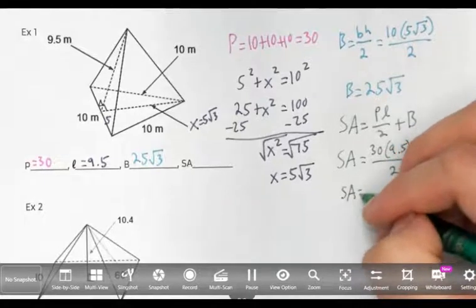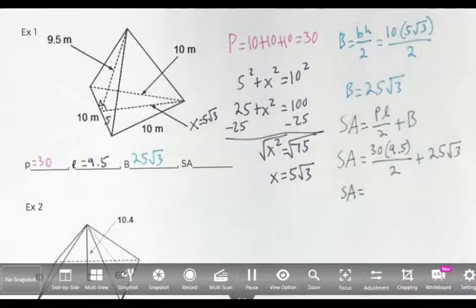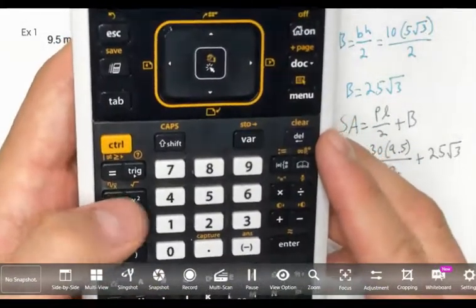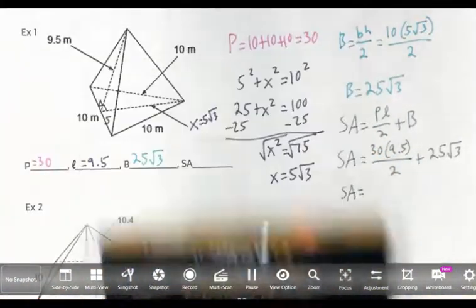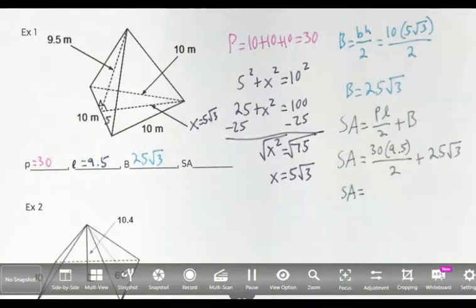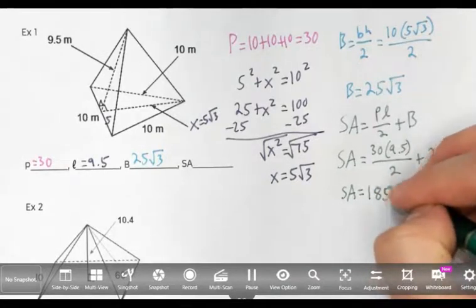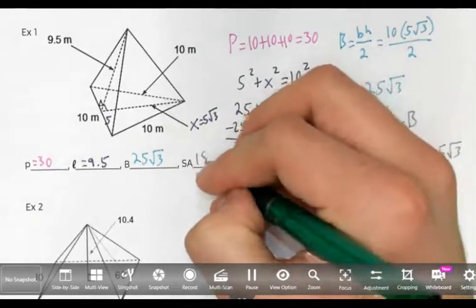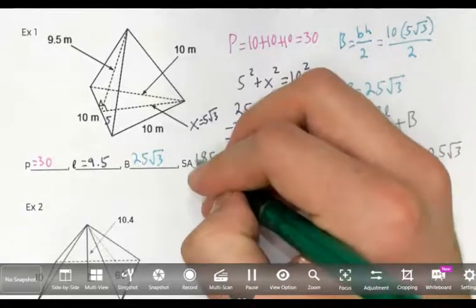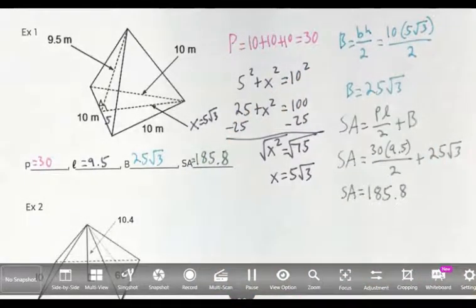And for this, we can go ahead and just put all of this in our calculator and round to the nearest tenth. So I'm going to do that myself. So it's 30 times 9.5 divided by 2, and then you can add 25 square root of 3. Just a reminder that the square root is control and then the square button right here. And then once you do that and round to the nearest tenth, you should get a final answer: 185.8. And that's about all there is to it, to that problem.